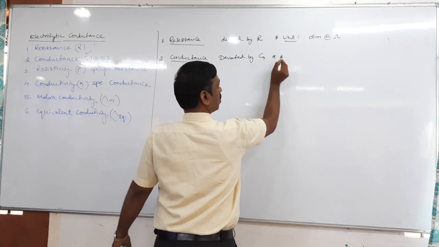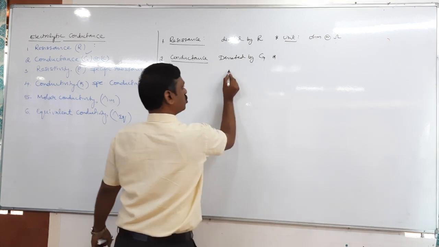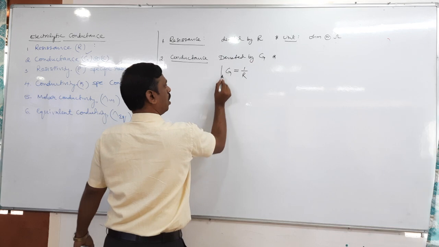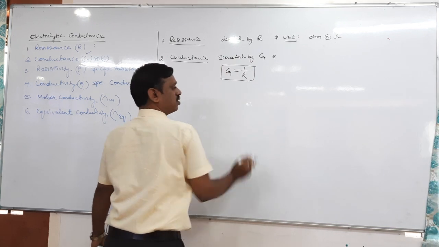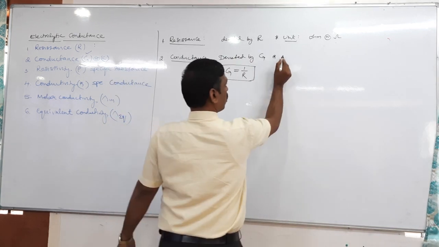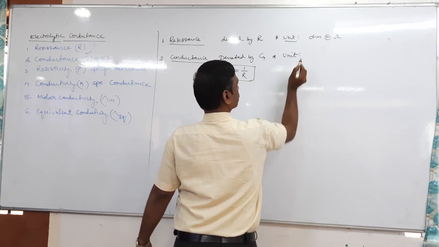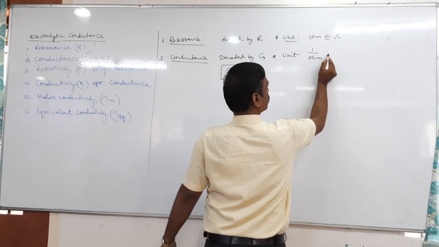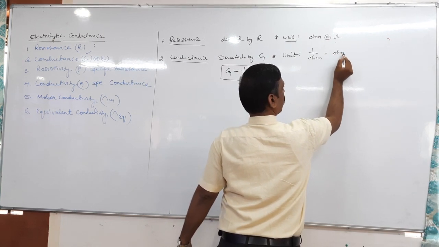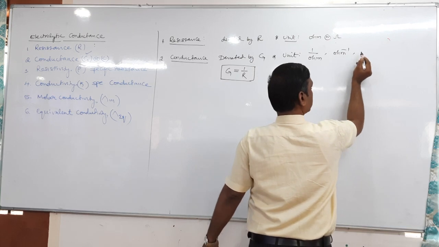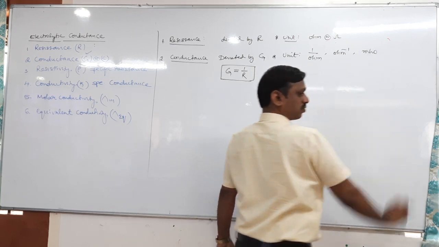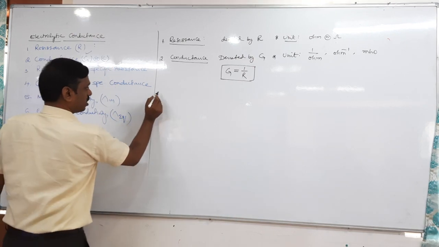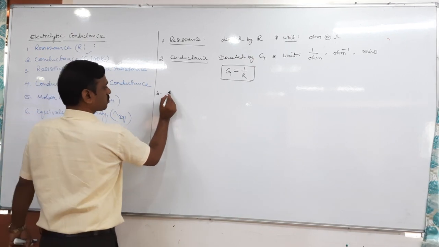And what is the unit? G equals 1 by R, because it is the reciprocal of resistance. Then what is the unit? The unit is 1 by ohm, so it is ohm inverse. Next, the third one is resistivity.